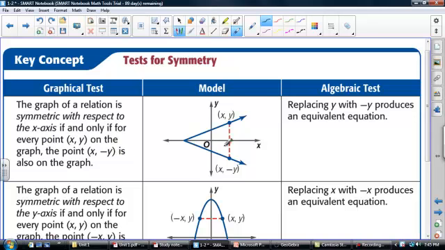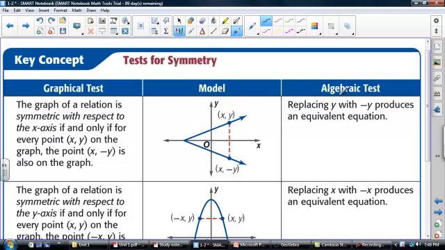So let's say the x value is 2. And then we have a y value of 2 and a y value of negative 2. If that's the case, then this is symmetric with respect to the x-axis.